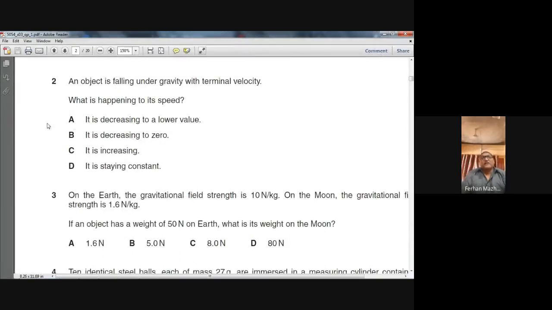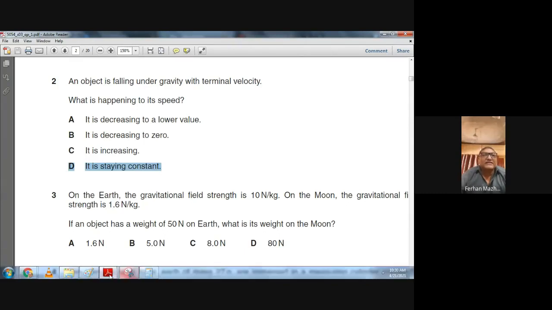An object is falling under gravity. When it reaches terminal velocity, what is happening to its speed? It is decreasing to a lower value. No, it is decreasing to zero. No, it is increasing. No, it is staying constant. At the terminal velocity, the velocity becomes constant. So I think D is the right answer.